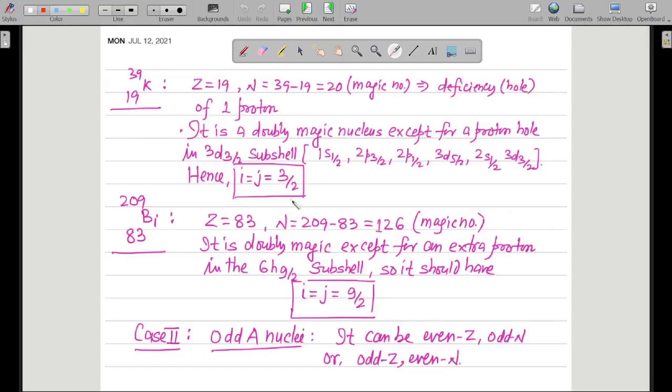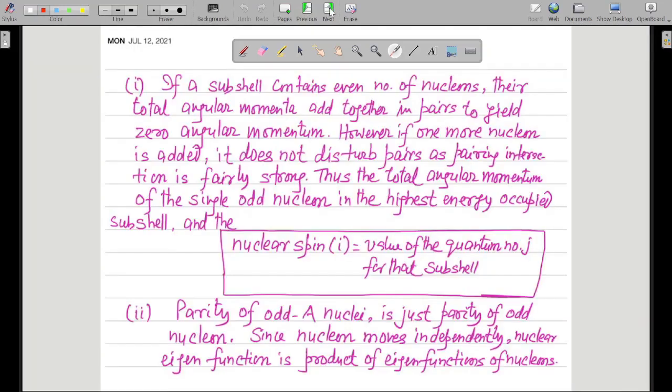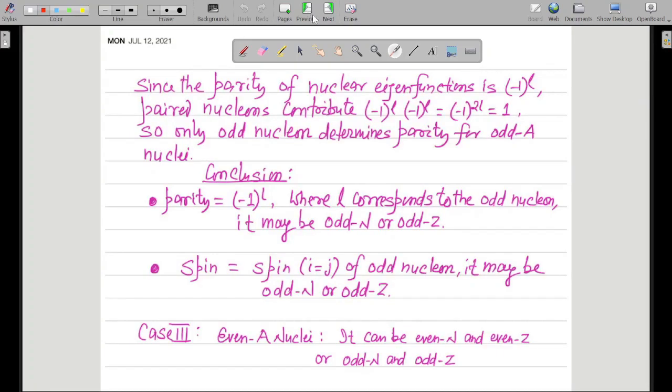Okay, case number 2 has been covered. Now we will move on to case number 3, but in the next class.